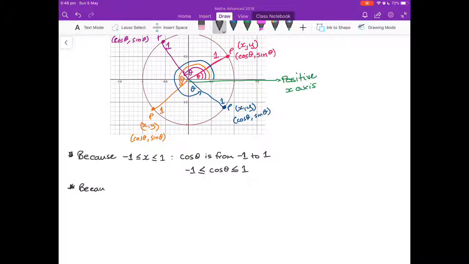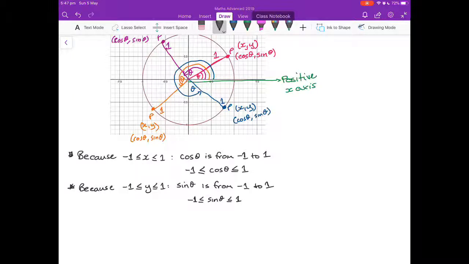And we'll put that there. So same deal. So sine theta is now also from -1 to 1, or we have our little shortcut of -1 less than or equal to sine theta less than or equal to 1.